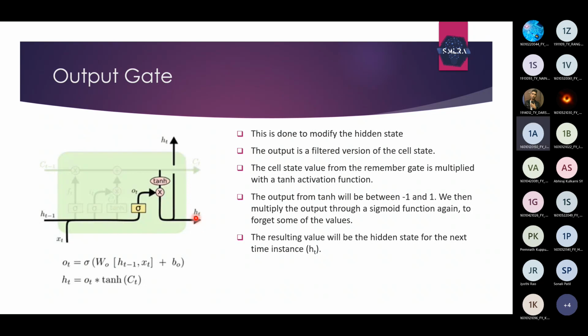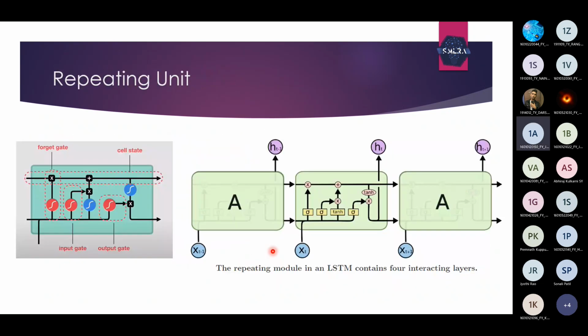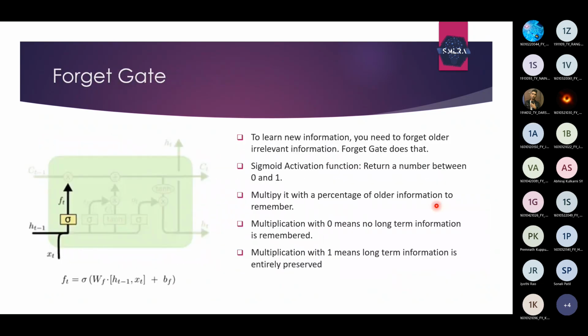And this h_t will be given to the next part. As you can see, this is the recurring unit, the repeating unit, so it will be given to the next instance.